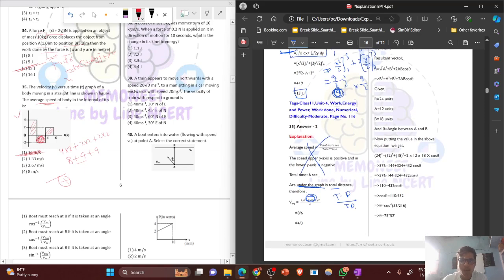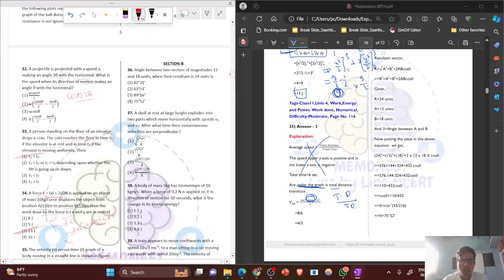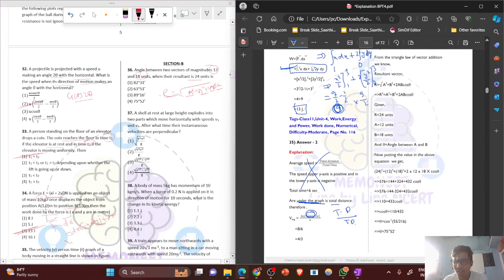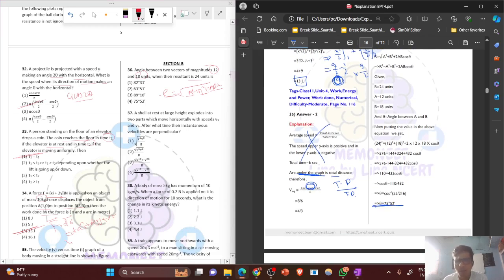Now moving ahead, angle between two vectors, magnitude, this is the resultant. It's a simple formula based: a square plus b square plus 2ab cos theta. Put a, b, R as 24, 12, 18. You can calculate the theta. Just doing the calculation, you get theta equals, you can do these calculations easily, 75.52. Option 4 is the correct answer.